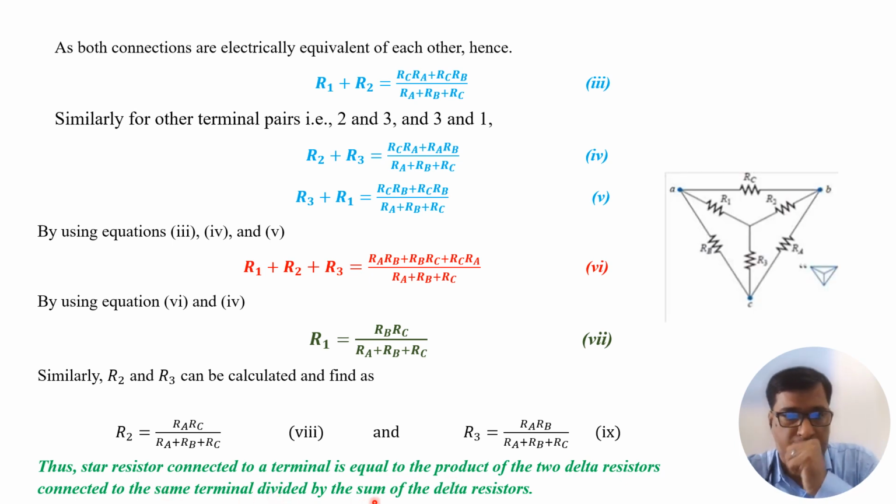Means if we have to find the value of R1, then it will be equal to the product of RB into RC divided by the sum of all three, means RA, RB, RC. Similarly, for the value of R3, it will be the product of RB into RA divided by the sum of 3. Similarly, we can find the other resistors also.